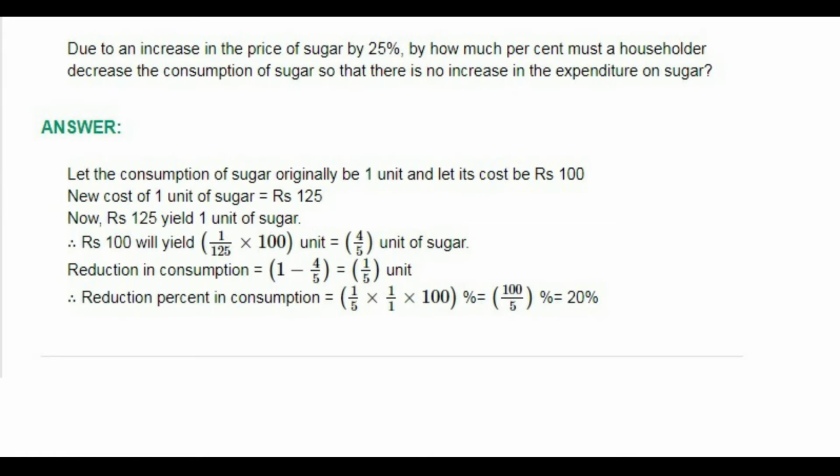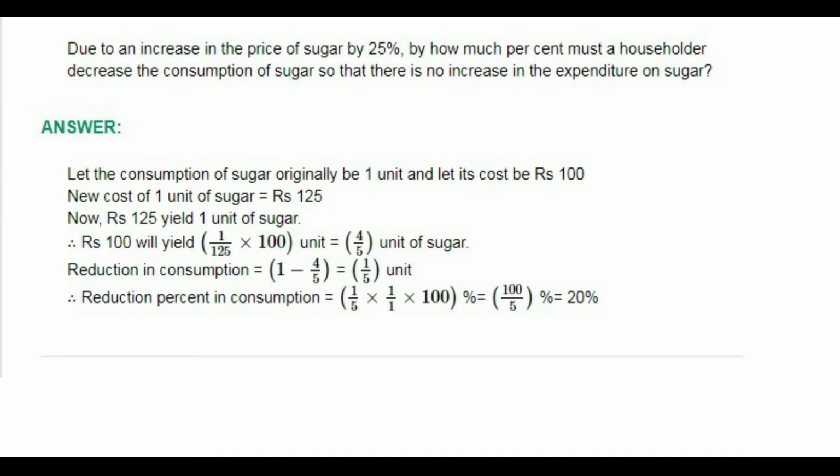So in this sum they are telling you there is an increase in the price of sugar by 25%, and if a householder wants to keep his expenditure constant, that means if he doesn't want to increase his expenditure, by how much percent should he decrease his consumption. So we are assuming the consumption of sugar originally to be 1 unit and its cost was rupees 100. Now the new cost of 1 unit of sugar is 125 as it is increased by 25%, right?